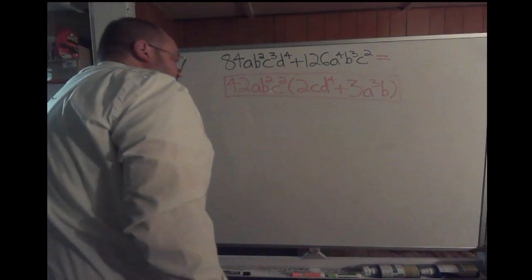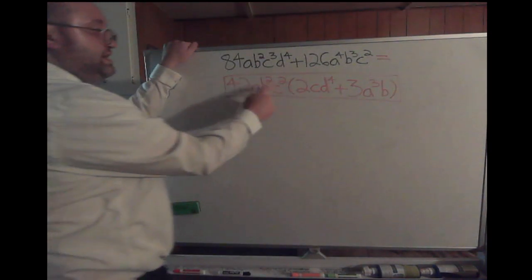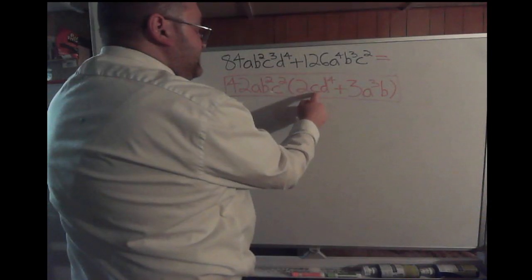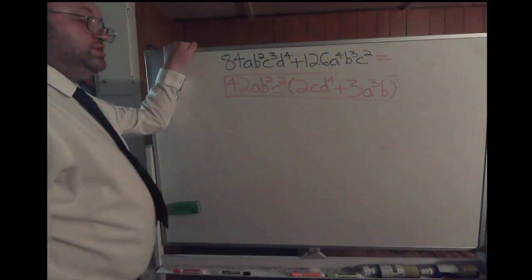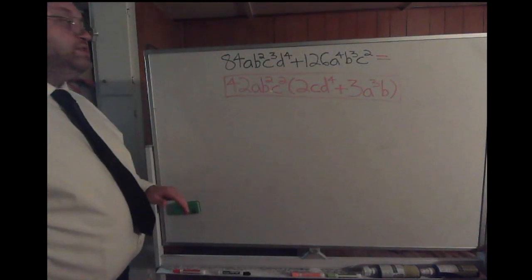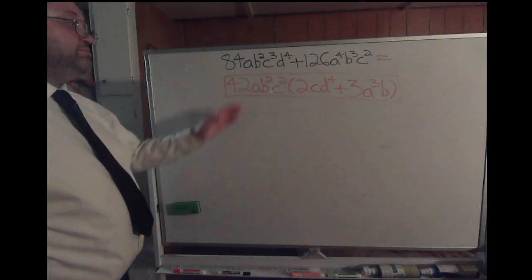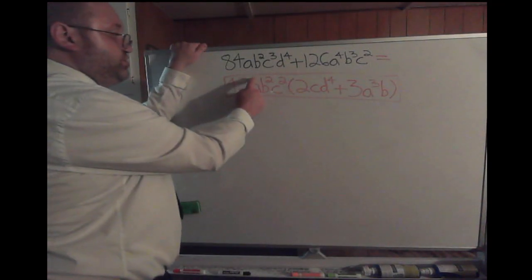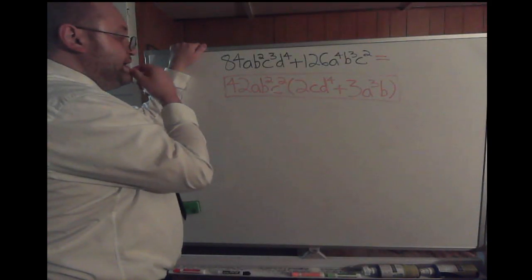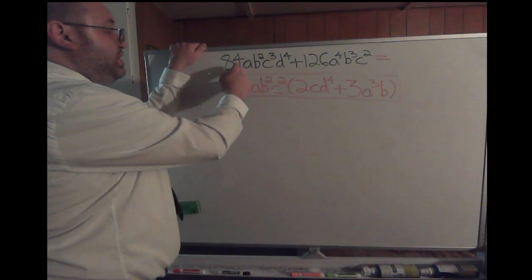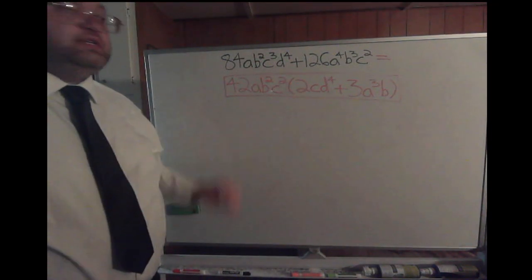So the answer for the factorization of this is 42a b to the second c to the second times the quantity of 2cd to the fourth plus 3a to the third b. So when factoring, you factor each term, split it apart by your constant and then each variable. That's the best way to do it. Once you've got your greatest common factor, you form your parentheses, then you figure out what your greatest common factor times what equals the original terms. And that's really all there is to it.